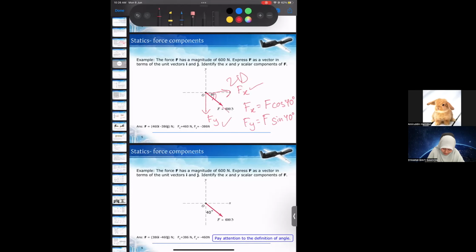We use the theorem of Pythagoras. So if this is the force F, and the angle here is 40 degrees, this will be Fx and this will be Fy. In order to get Fx, we need to use cosine, because cosine theta is Fx, the side beside the angle, over F.